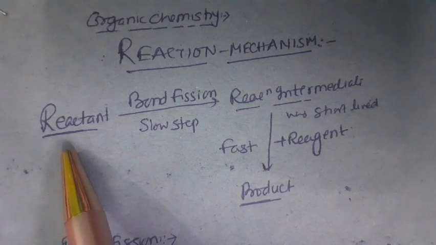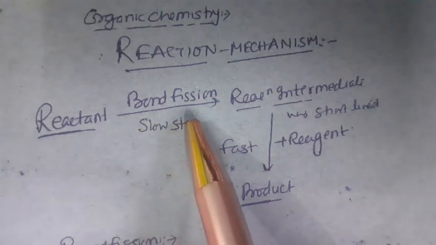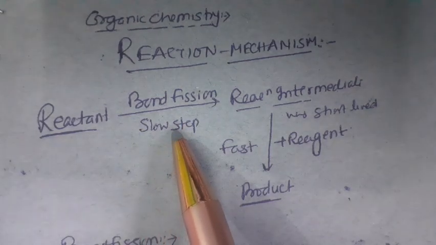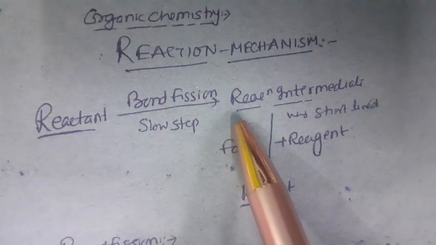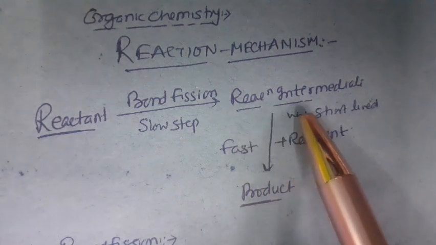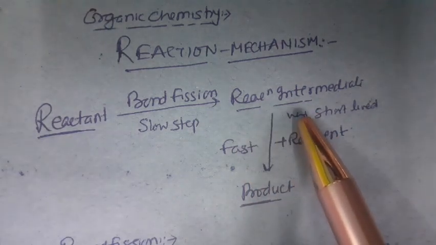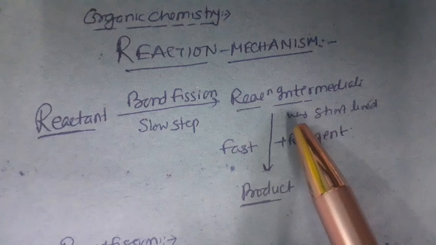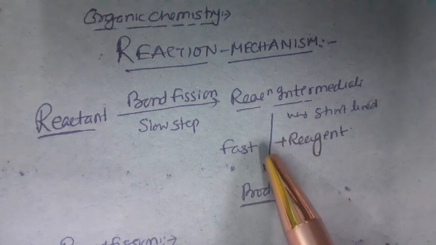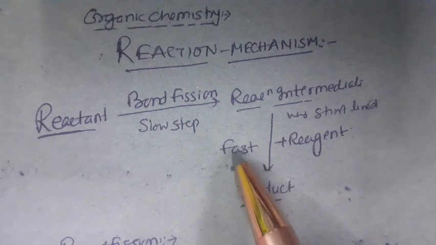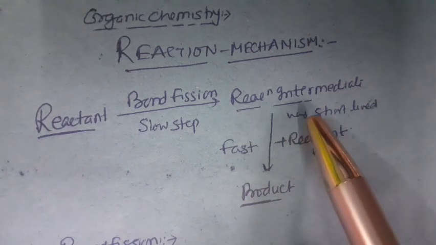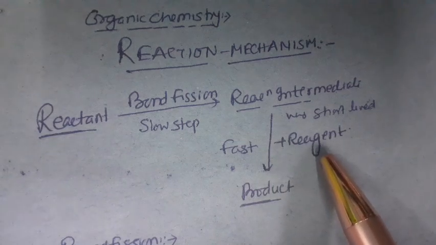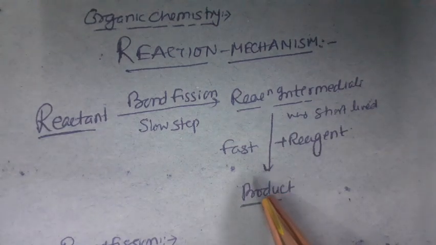First of all, the reactant molecule undergoes bond fission, and this step is a slow step. It results in the formation of a reaction intermediate. These are very short-lived species and exist for a very short period of time, which means they have very high energy and are unstable. To get stability, they readily react, very fast. The reaction intermediate readily reacts with the reagent, and it is finally converted into product.